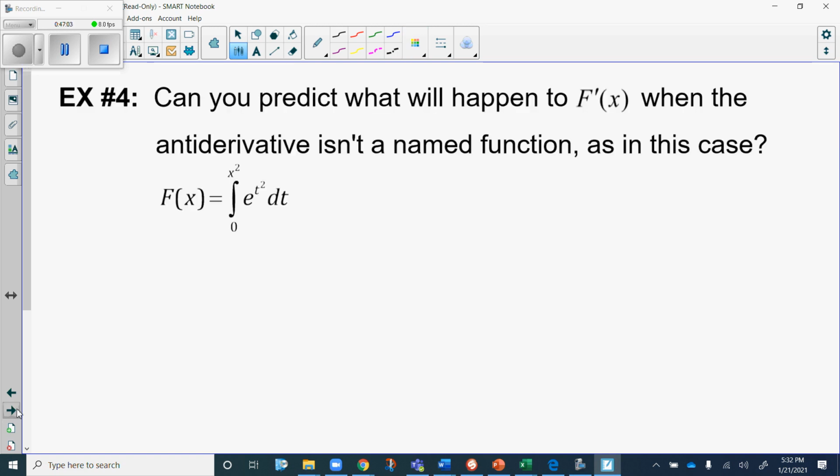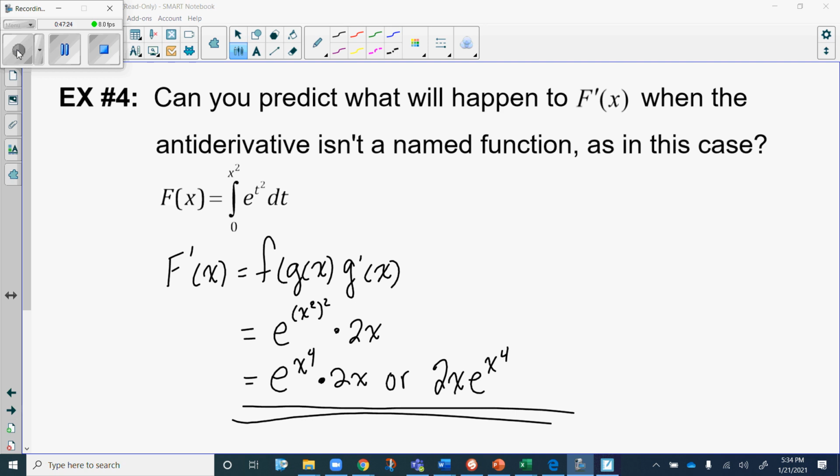So here I want to see, can you do it on your own? Can you predict what will happen? Basically, it's asking you, can you get the antiderivative or the derivative of the antiderivative? Can you get that from here? So go ahead and work it out, and when you're ready, hit play, and the answer will magically appear on the screen.